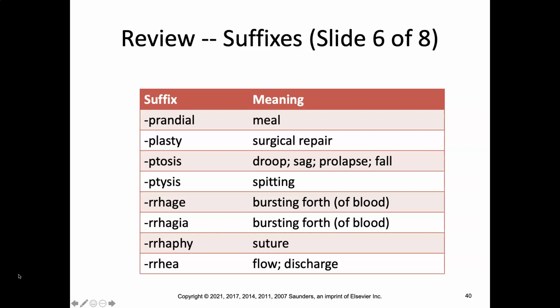Make sure on these R ones that it's RRH. I know that doesn't sound right, but when you're spelling, mentally think RRH. If you're doing rage, raja, uraphy, RRH, or RIA, RRH.